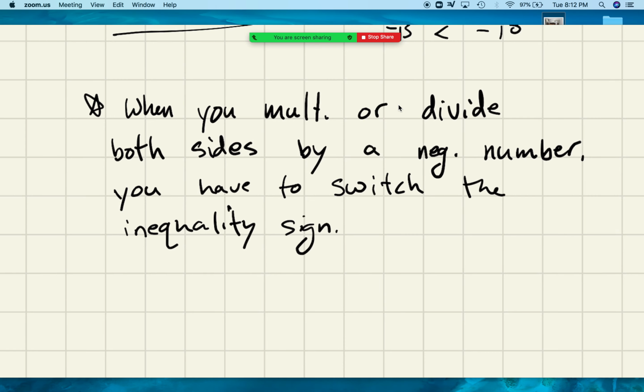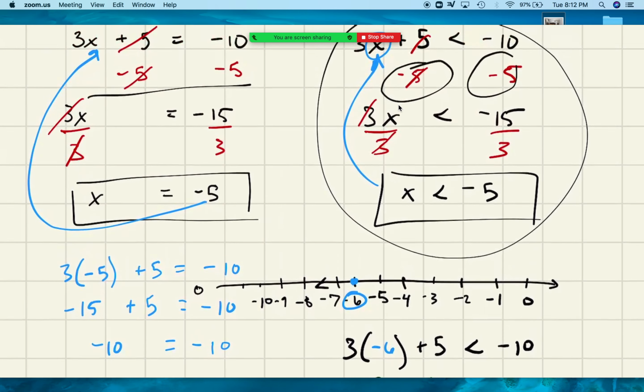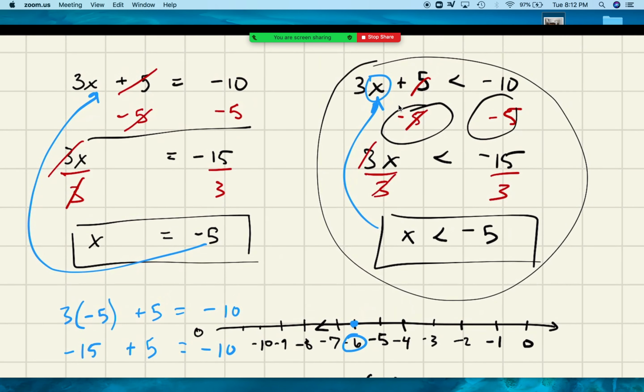So this is what I'm talking about. If this was a negative 3 right here, I would still do this step just like normal, and then it would be at this step. If this was a negative 3, that means I would have to divide by a negative 3. If that were the case, I would have had to flip this inequality to be the other way. Okay. That's the only special rule.